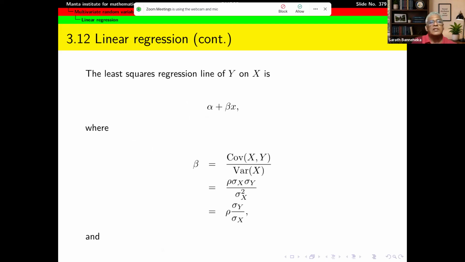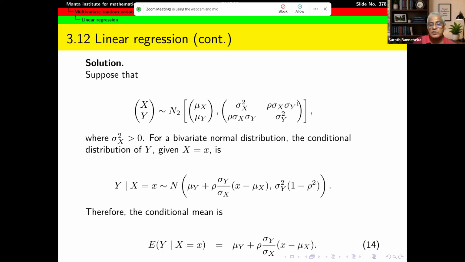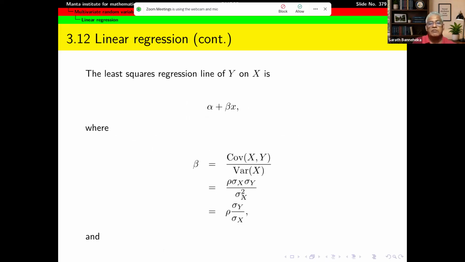Let's look at the least squares regression line in this case. That is equal to alpha plus beta x, with beta equal to this expression: the covariance between x and y divided by the variance of x. So the covariance here is equal to this expression, divided by the variance given by this one. So beta is equal to this expression.